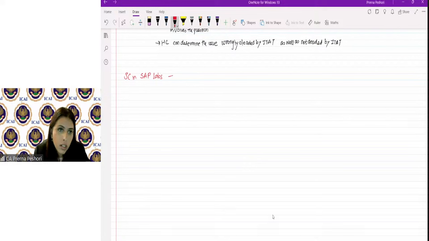So, determination of the arm's length price is a substantial question of law.